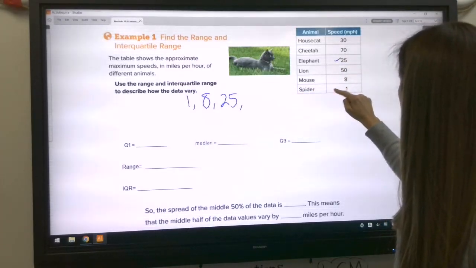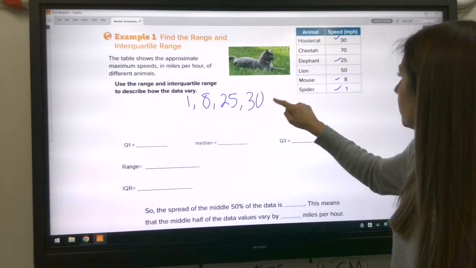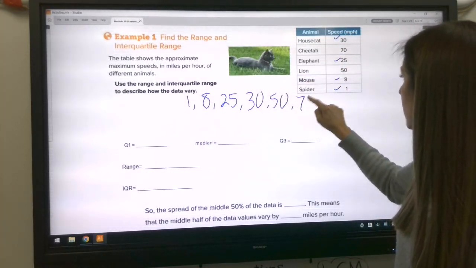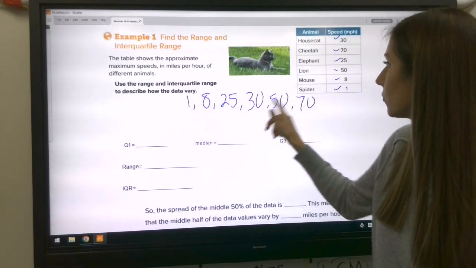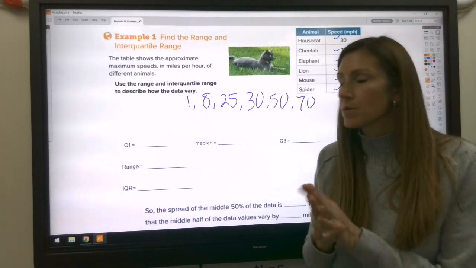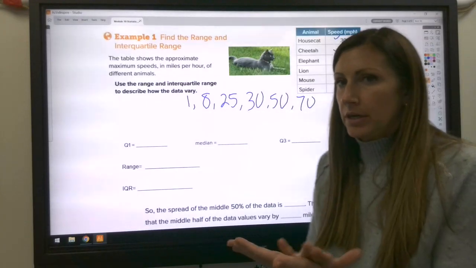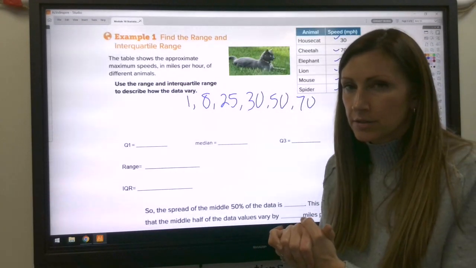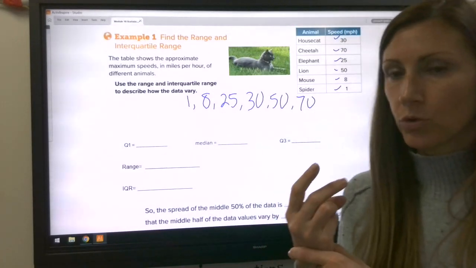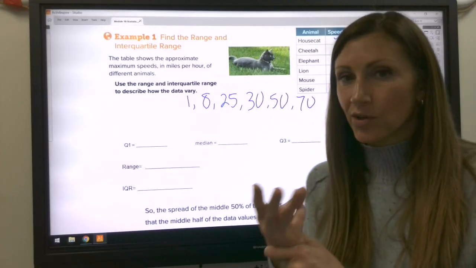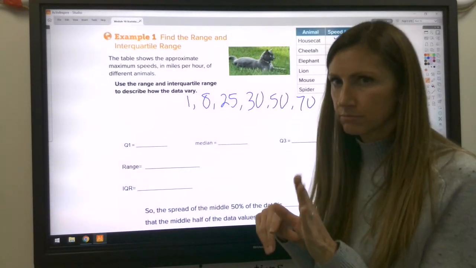And I gotta check them off as I go. And then 30. And then 50, and then a 70. I always have to check: 1, 2, 3, 4, 5, 6. 1, 2, 3, 4, 5, 6. All right, we got them all, and they're in number order. All right, so right now, I'm gonna pause, and you are gonna find the median, quartile 1, and quartile 3. Let's check those before you do the interquartile range. I know you could do it, but let's hold off on those.